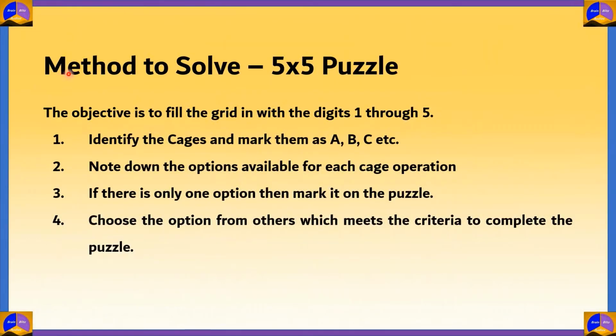This is our method to solve a 5x5 puzzle. The objective is to fill the grid in with the digits 1 through 5. First, we'll identify the cages and mark them as A, B, C, etc. Second, we'll note down the options available for each cage operation. Third, if there is only one option, then we'll mark it on the puzzle. Fourth, we choose the option from others which meets the criteria to complete the puzzle.